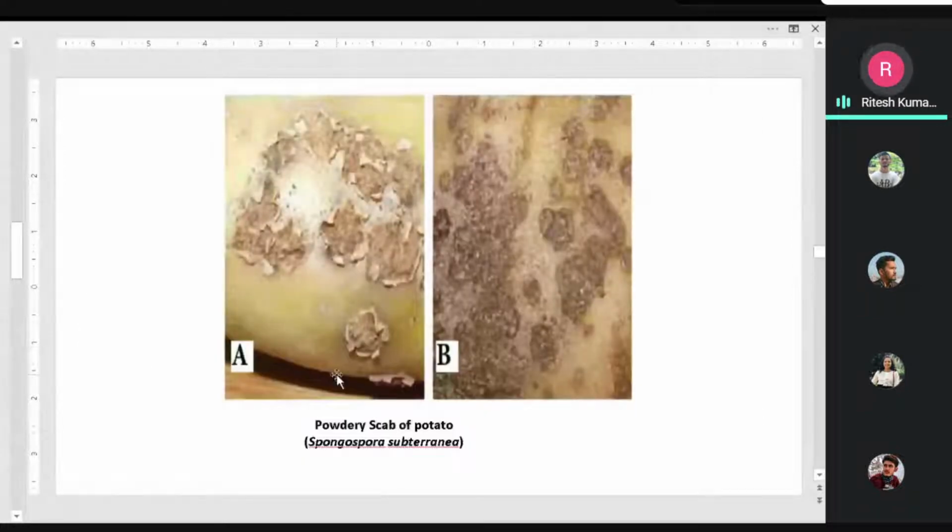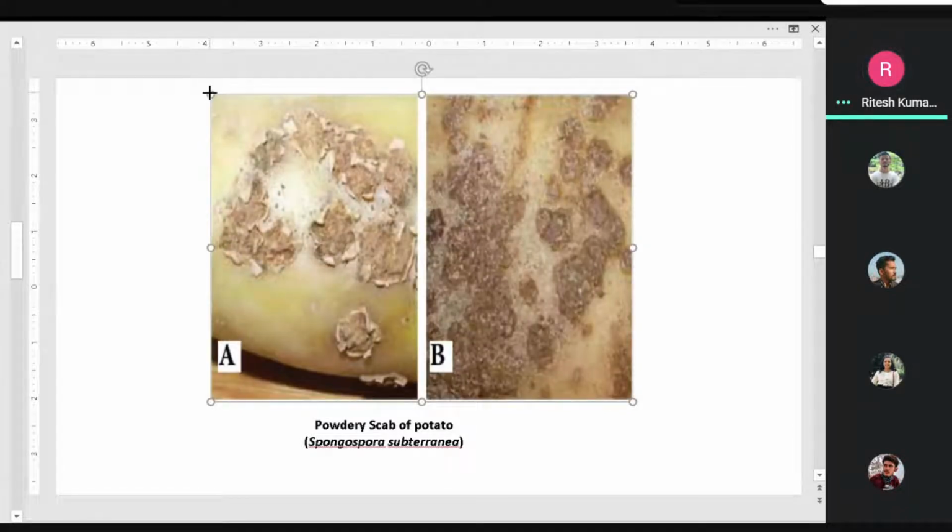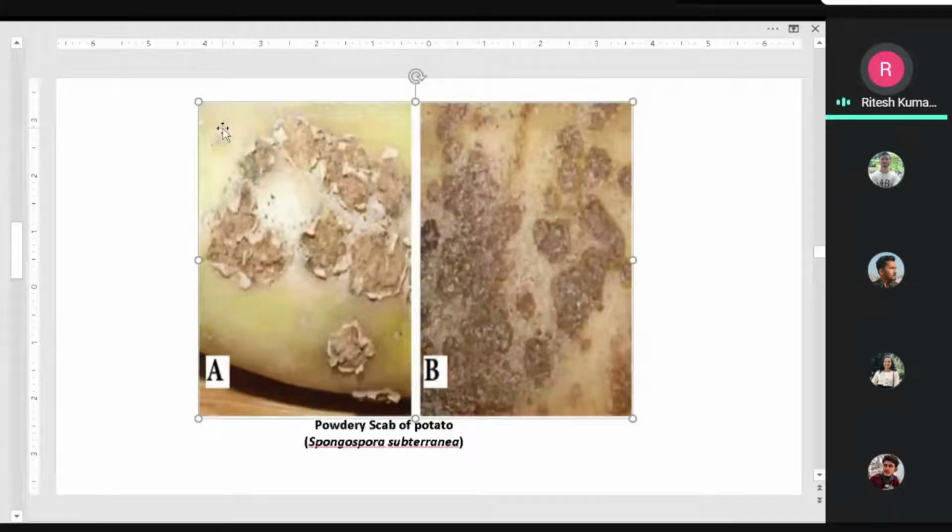So this is actually powdery scab. Symptoms of powdery scab and common scab are very different. And this is one of the very important problems in Western Nepal. Eastern Nepal has a common scab problem. So common scab is a bacterial disease, while powdery scab is a fungal disease that is caused by Spongospora subterranea. So symptoms of common scab and powdery scab resemble each other.